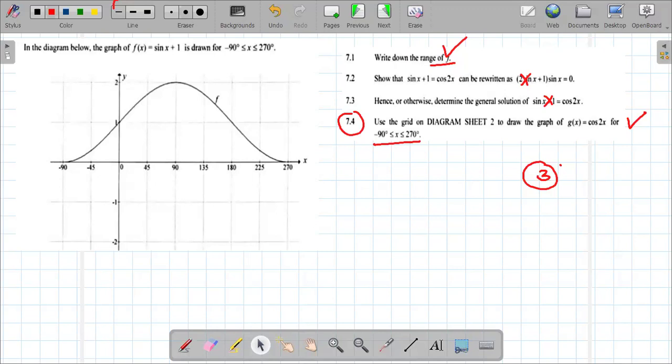Okay, you have 2 minutes left to do everything. So for the range, I got y is greater than or equal to 0 or less than or equal to 2. Okay, we'll just confirm. So I'm wrong. Partially.